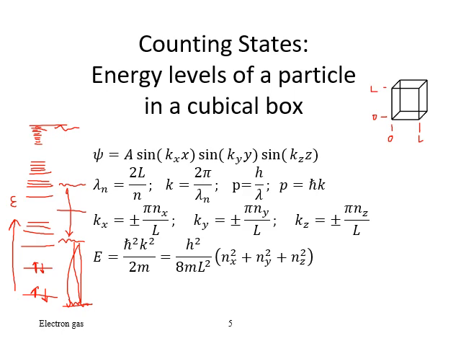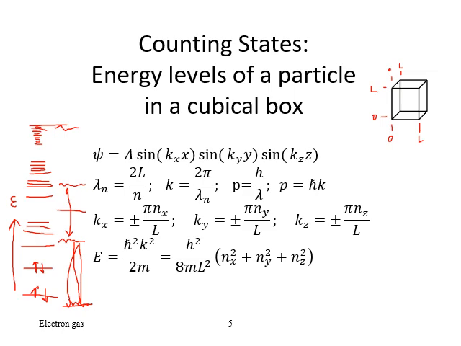Which one am I missing? This one here. 0, L. So there's my cube with coordinates x, y, z, and the wave functions that are permitted in this box correspond to, within the box, they've got to be sine functions.